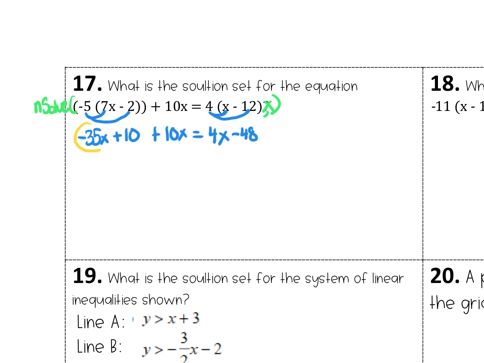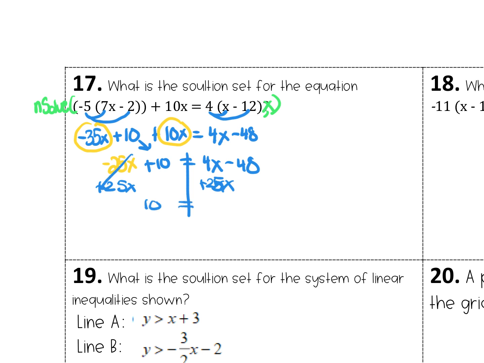On the left-hand side, my -35x and my 10x are like terms. I have to put them together. That makes a -25x. I'm going to copy down my plus 10 equals 4x minus 48. And then I'm going to put things on one side. So let's move my x's over here, make them positive. So plus 25x, plus 25x. That's 29x. So I get 10 equals 29x minus 48.